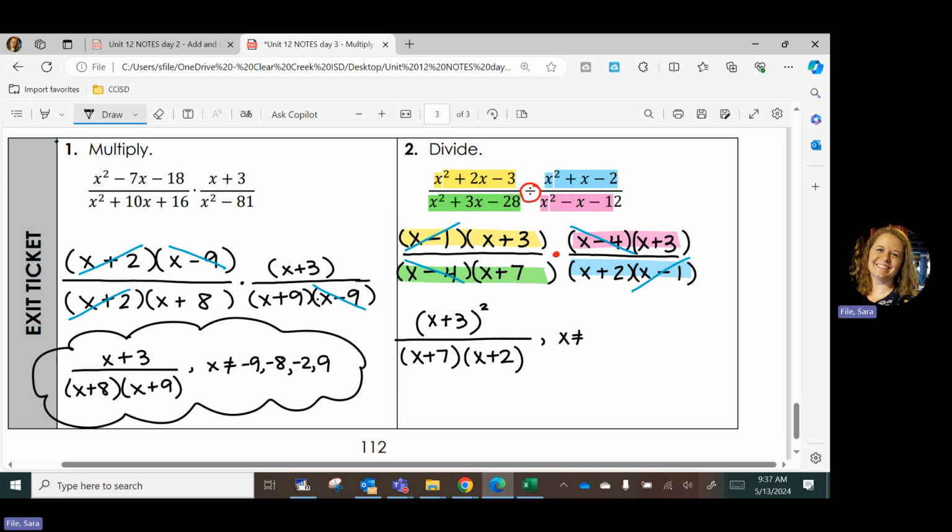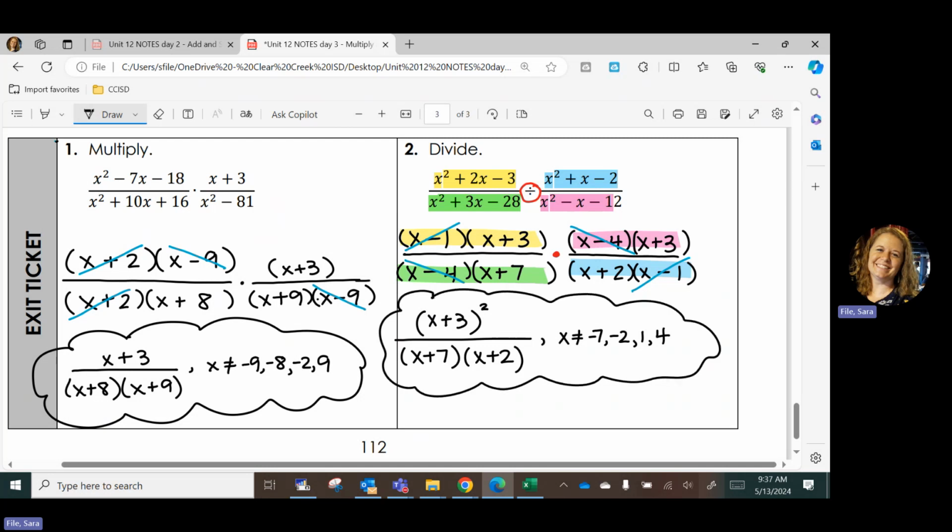And I need to list my excluded values. So definitely from what is here still, it can't be negative 7. It can't be negative 2. And then from what I eliminated, it can't be positive 1 or positive 4, because any of those values would have made the denominator 0, which it cannot be. All right, so that's multiplying and dividing rational expressions.